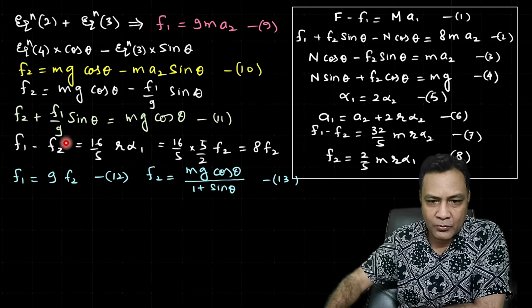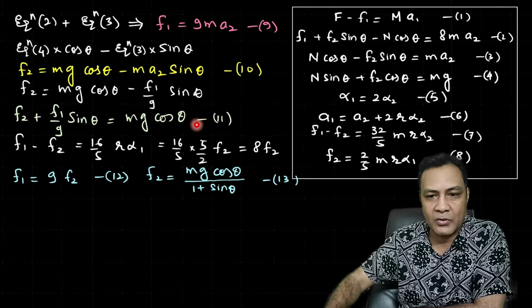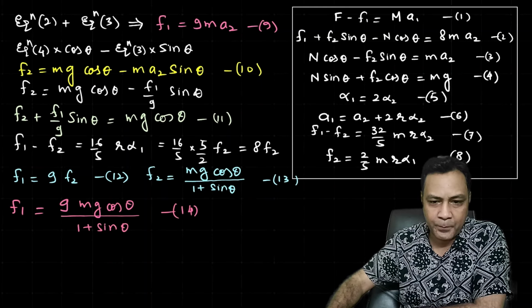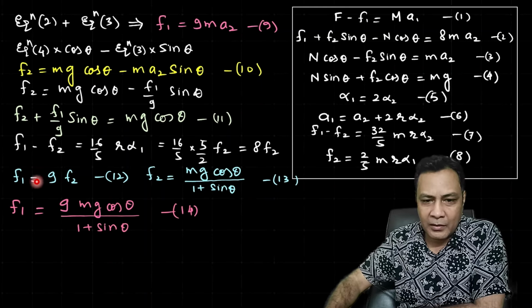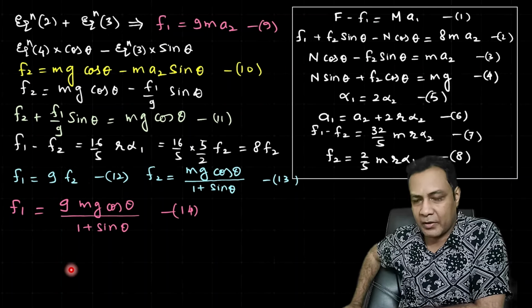F1 by 9 is F2. So in place of F1 by 9, I'll put F2. So that will become F2 into 1 plus sine theta, that is mg cos theta. So F2 is equal to mg cos theta upon 1 plus sine theta. And then F1 is 9 F2, so whatever F2 is, just multiply by 9. So we've solved F1 and F2.